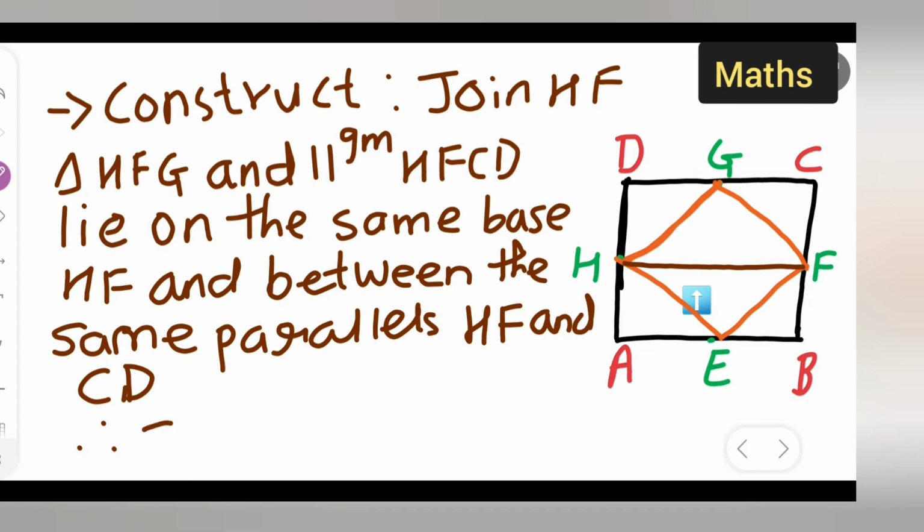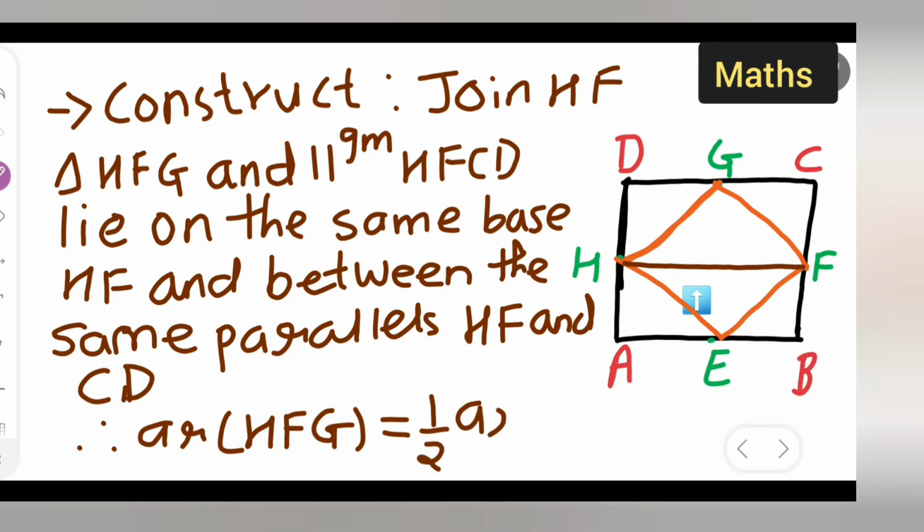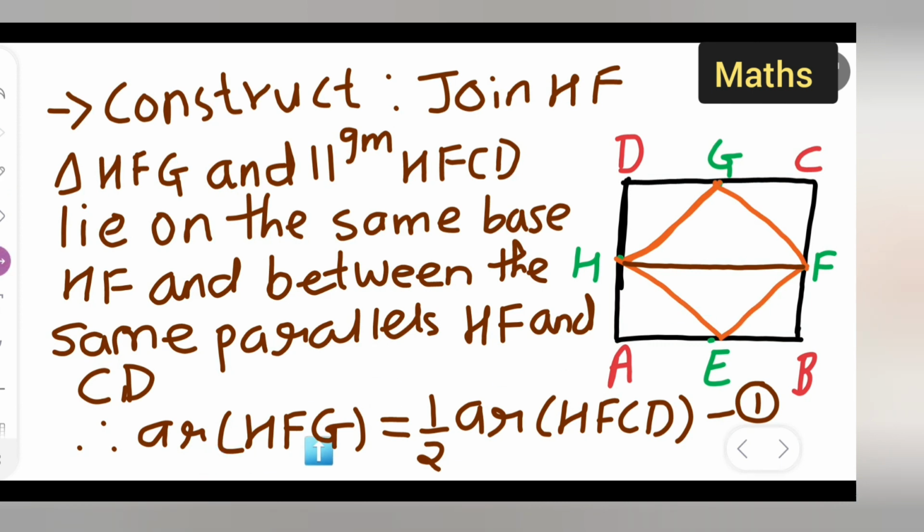Therefore, area of HFG is equal to half of area of HFCD. Take this as equation 1. So this area HFG is equal to half of this HFCD. Now in the same way you will prove it for the lower part.